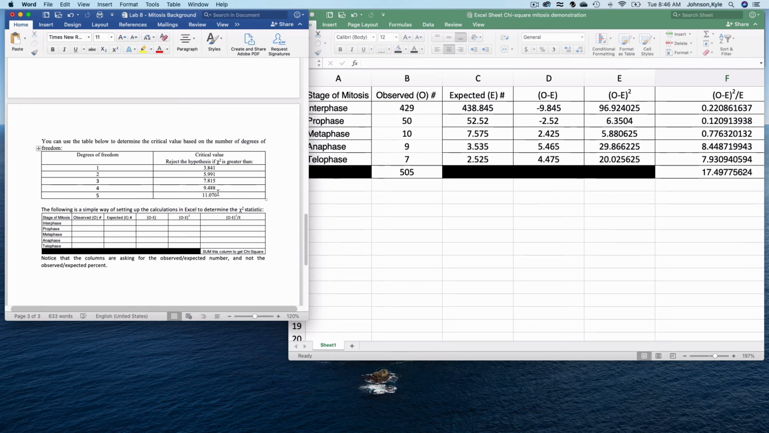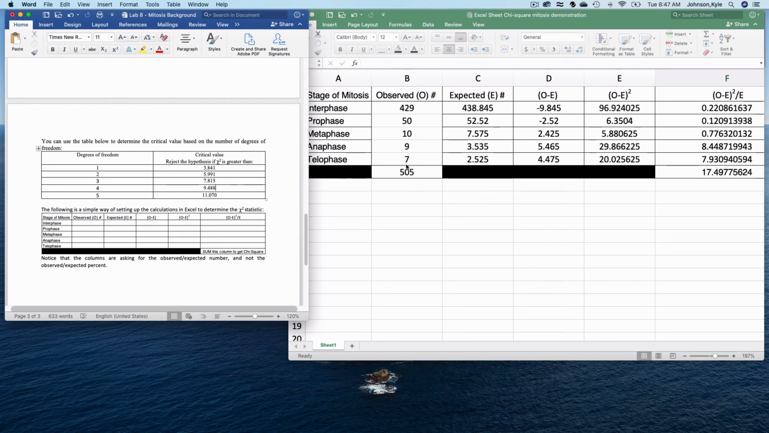17.49 is greater than 9.488. So I'm going to reject the null hypothesis. The null hypothesis is that there is no difference between the observed and the expected. So with these values, I would say that there is actually a difference between what was observed and what was expected to be observed. And so I would reject the null hypothesis and say that there was something wonky going on with my onion root cell, and that that did not fit the observed frequency.